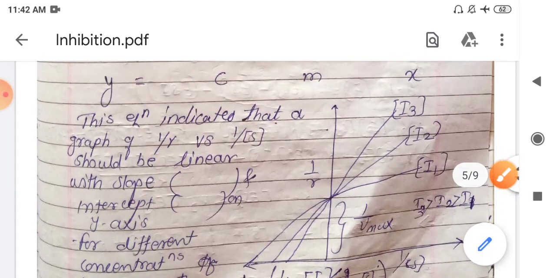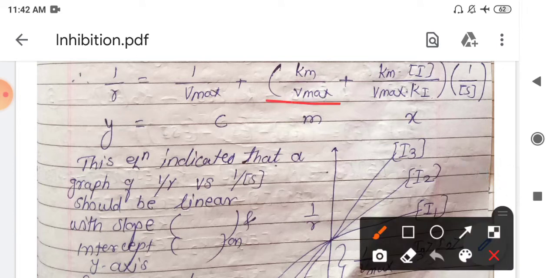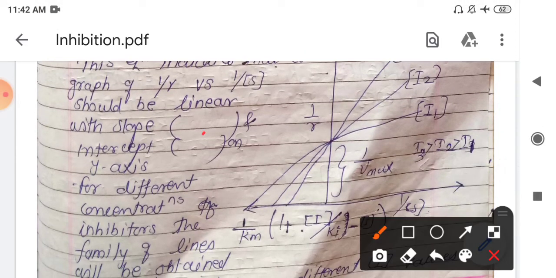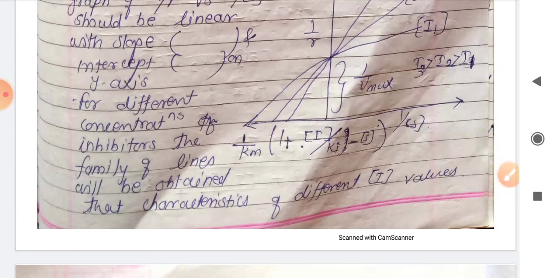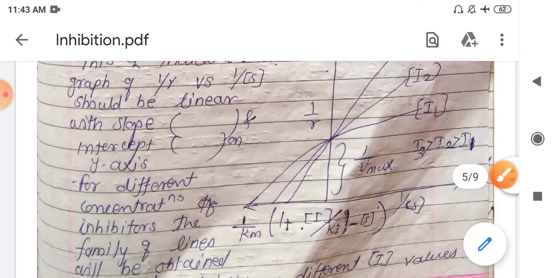So overall we can say that this equation indicates that the graph of 1 upon R versus 1 upon S should be linear with slope Km upon Vmax plus Km upon Vmax into I upon Ki, which is the extra factor, and the y-intercept is constant, that is 1 upon Vmax. So for different concentrations of the inhibitor, a family of lines is obtained with varying slopes, and the slope value depends on the concentration of inhibitor. So this is all about the competitive inhibition.